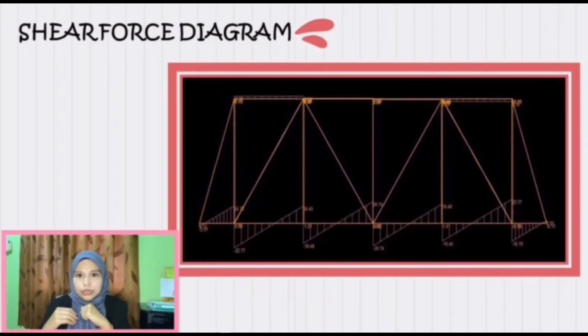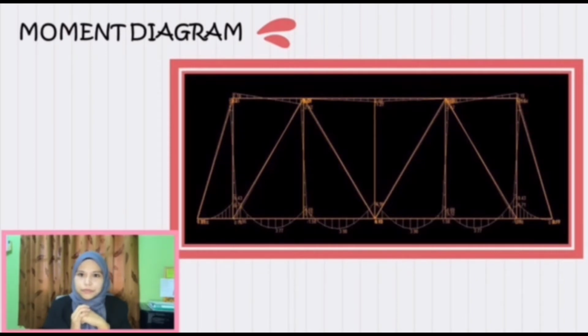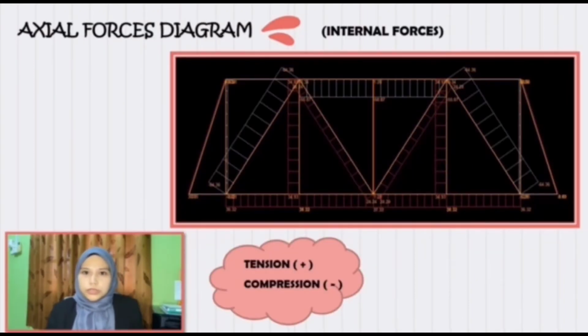Next, it is a shear force diagram. And then this is the moment diagram. We also get the axial force diagram where we can determine the internal force. If this force moves away from the members, it is known as tension, and when it is towards the members, it is known as compression. As you can see, the blue line is compression and the red line is tension.